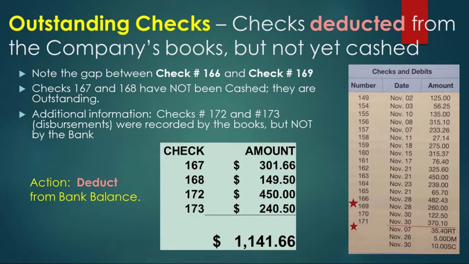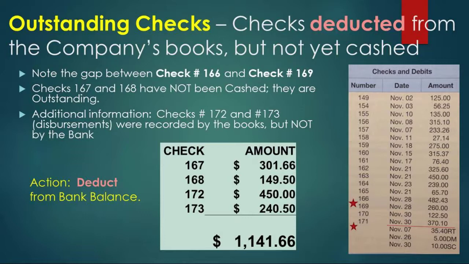Outstanding checks. Now you have to literally look at the bank statement and match all the checks that cleared the bank to the company's records. Now you can see there's a gap between 166 and 169. So we know that those two checks, 167 and 168, are still outstanding because they were issued within the month of November. Now the checks that are shown on the bank statement stop with 171, and so the company's going to look at their records and they're going to say, hey, we issued 172 and 173 on November 30th, and they are still outstanding. So those are your 4 outstanding checks.